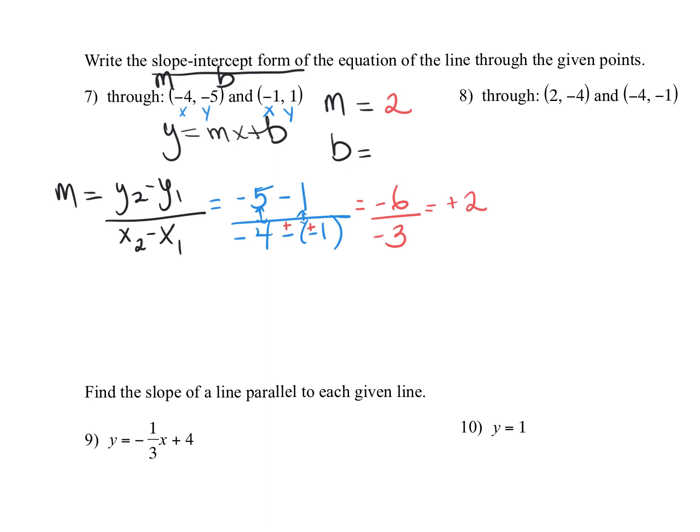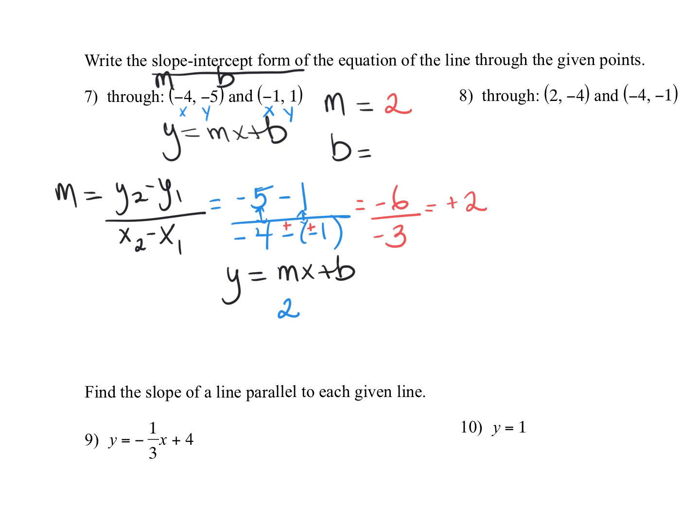Okay, now my next step is to find my b value or my y-intercept. So that's where we use our formula. y equals mx plus b. And we're going to fill in our values for m, and x and y is one of our coordinates. It doesn't matter which one we use. I can use negative 4 and negative 5 for my x and y values, or I can use negative 1 and positive 1 for my x and y values. They're both points on the line, so either option will work.